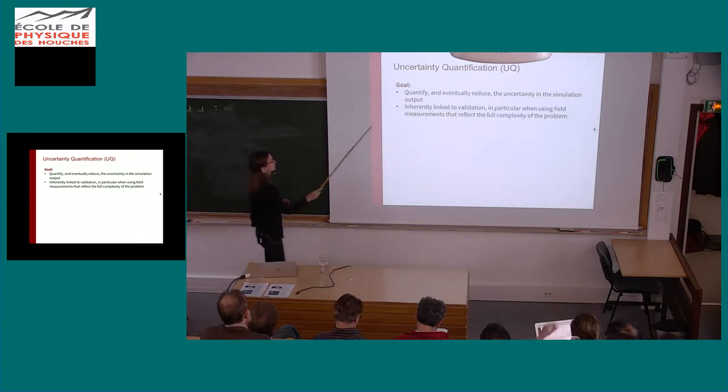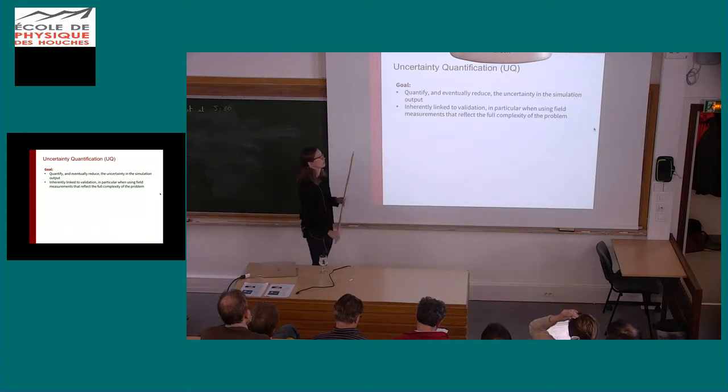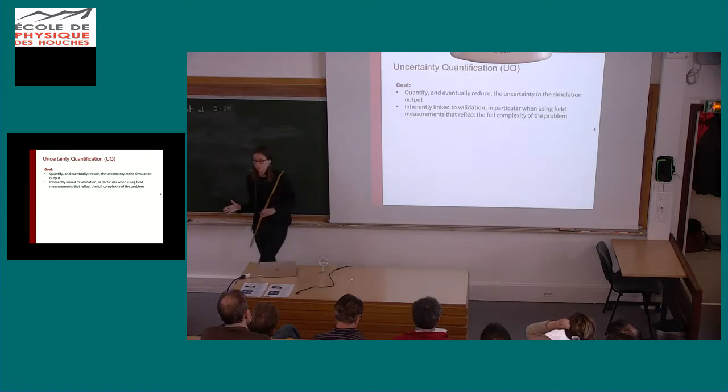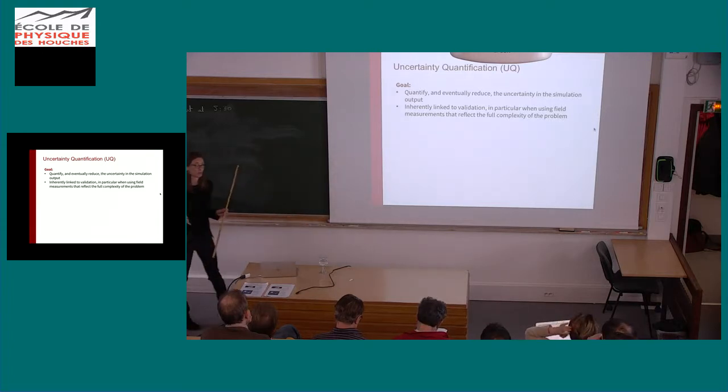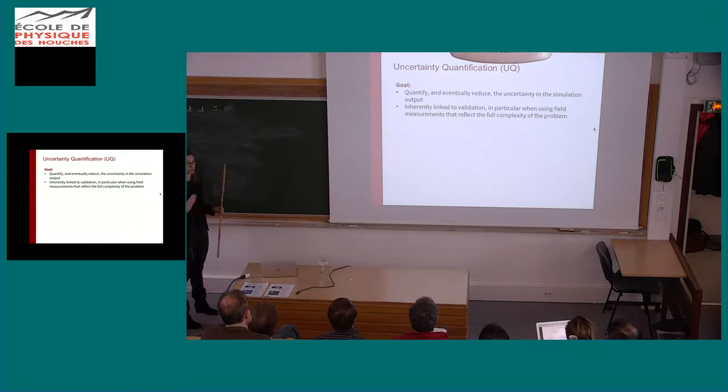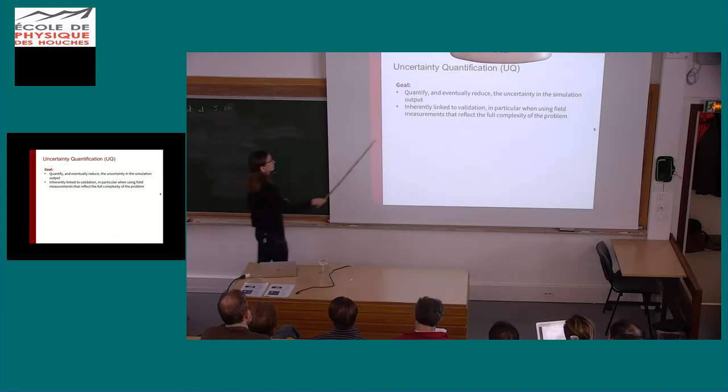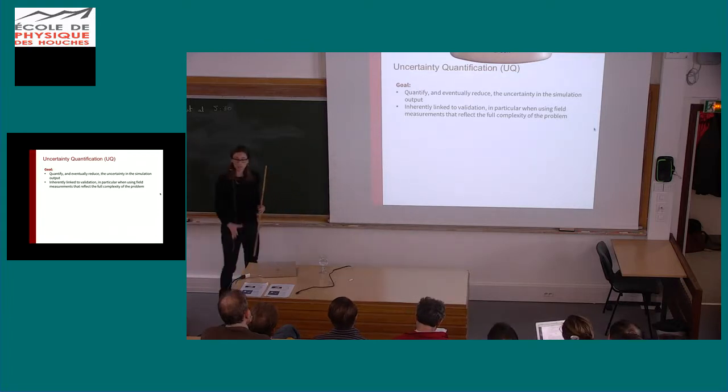Uncertainty quantification is inherently linked to validation, in particular when you're using field measurements, because there is no way that in field measurements you're going to be able to accurately quantify your boundary conditions or all the sources and sinks that are in your computational domain, right? I think doing this, even though it's very complex, is important because it is the only thing that is going to reflect the full complexity of the problem.